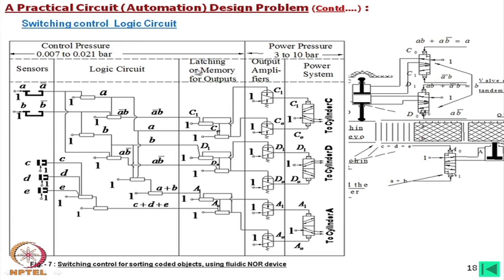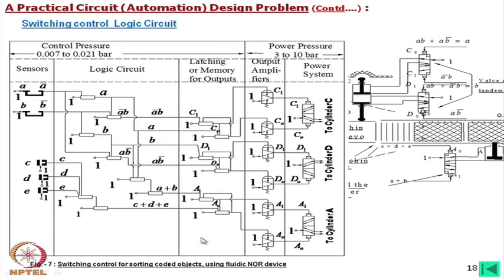Now, these are the latching or memory outputs. Here I would like to mention that we require a memory device. Why do we need it? Because, as I have told, when one performance is not completed, we should not have another performance. But that is not possible only by AND, OR or NOT gates. We must need a memory device, associated with AND or other gates. So, unless one performance is over, another performance will not be performed.